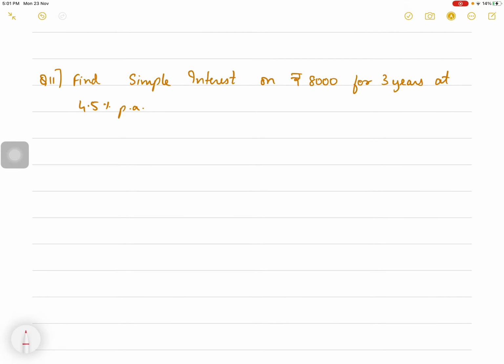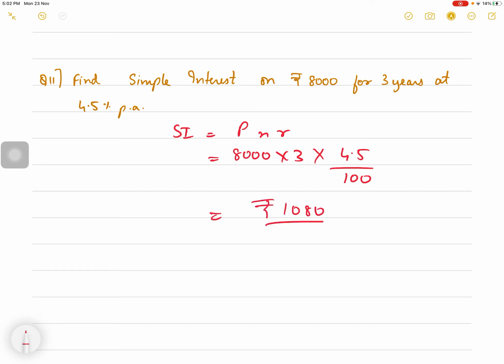Okay, next question. Find the simple interest on 8,000 for 3 years at 4.5%. So simple interest is equal to P into N into R. P is 8,000, N is 3 years, R is 4.5%. So this comes to rupees 1080. Okay. Next problem.